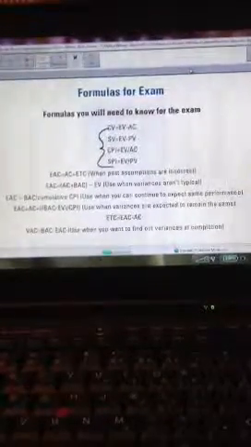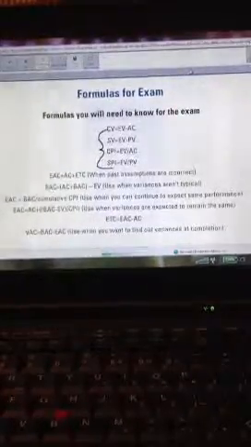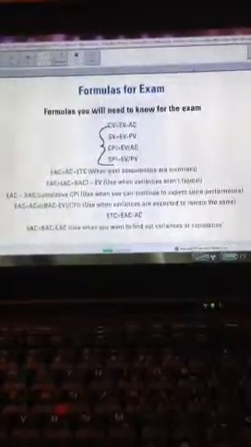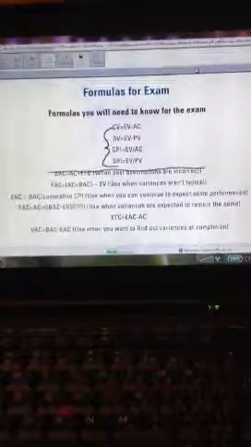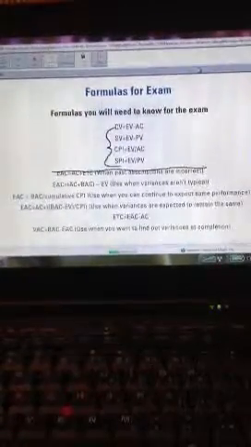Now, you might be looking down below and going, wow, that's a lot of information. First thing I want to do is get rid of one of these. You do not need to know that one for the exam. Yay! Do not need to know that one for the exam.